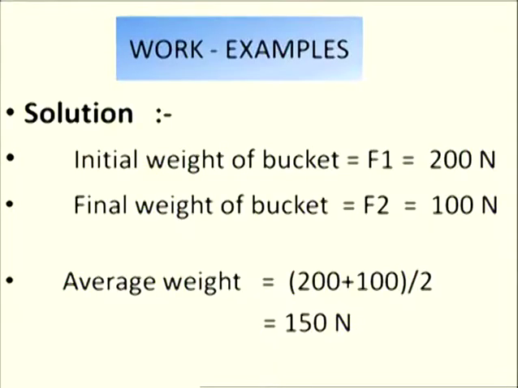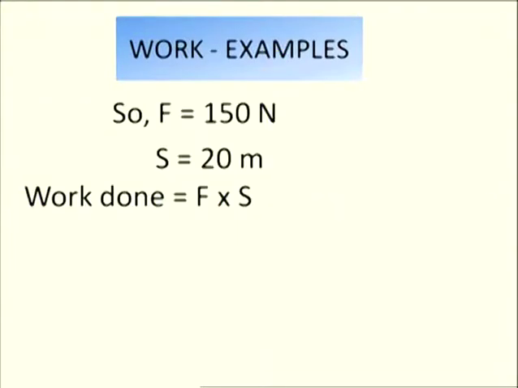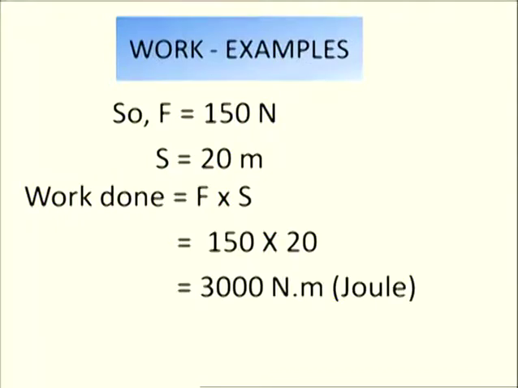150 Newton. And height of the well is 20 meter. So work done is equal to F multiplied by S. So that is average force 150 multiplied by 20, that is 3000 Newton meter. So we can say work done is 3000 joule.